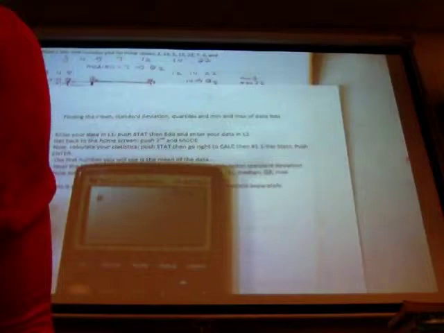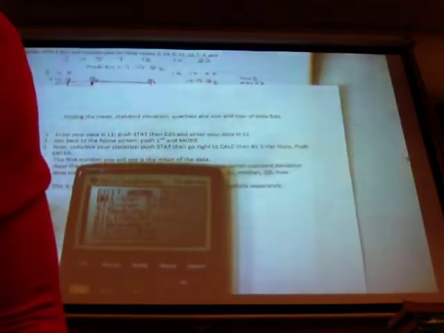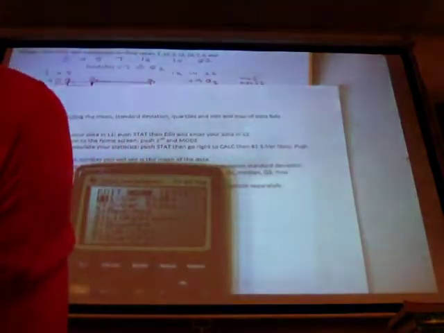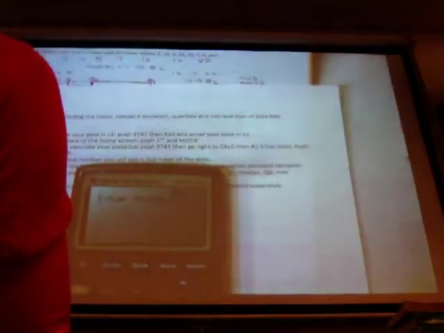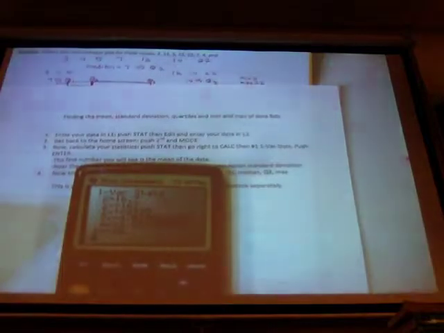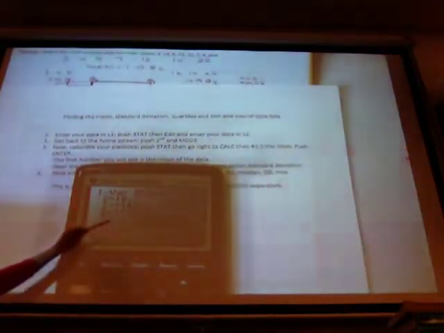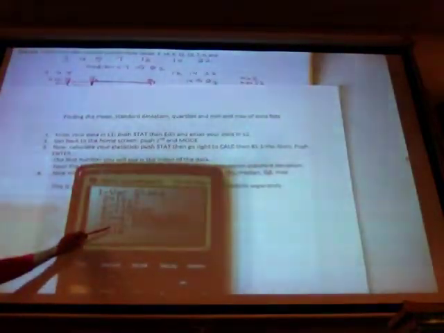This is pretty cool. Okay, then you hit statistics. You go over to calculate. Remember when we did the regression lines? You press 1 for variable stats. This is the statistic window. Press enter and check this out. This is your mean. Down here in 12.4 you'll be learning about your standard deviation.